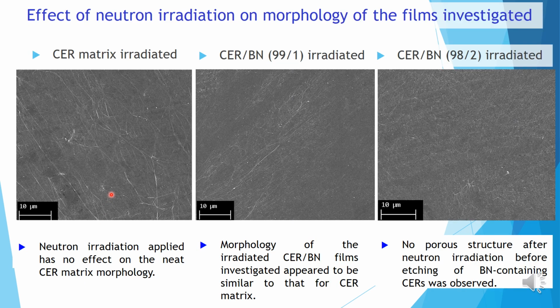SEM investigations fulfilled after irradiation but before etching showed that neutron irradiation applied had no effect on the neat matrix morphology, and that morphology of the irradiated BN-containing films investigated appeared to be similar to that of the neat matrix. And no porous structure after neutron irradiation of BN-containing CERs was observed.